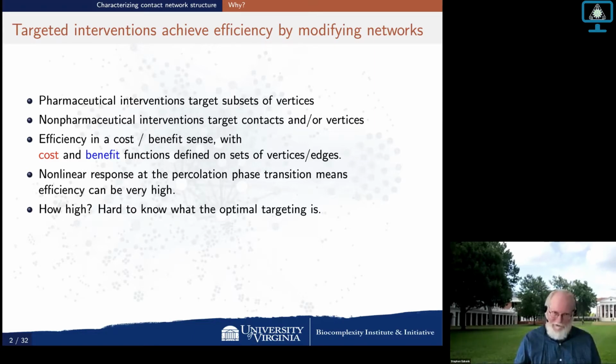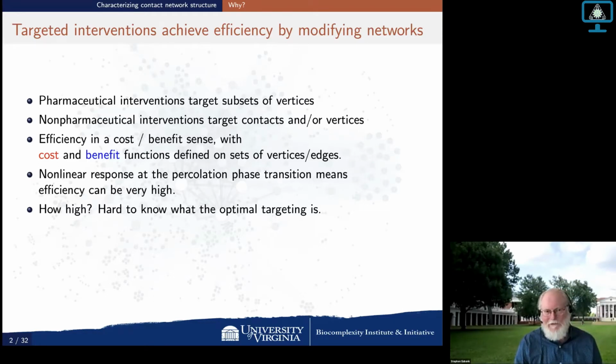And a lot of our effort goes into figuring out how best to target interventions, whether they're pharmaceutical or non-pharmaceutical, so that we slow down the spread of disease or reduce the morbidity and mortality due to disease as much as possible. So this is an optimization problem. We have pharmaceutical interventions that target usually a subset of vertices, the people in the contact network. And non-pharmaceutical interventions can target either people or the actual edges, the contacts themselves. And the efficiencies that it's possible to gain with a good optimization, or something in this cost-benefit sense, with cost and benefit functions defined on subsets of people or contacts. They might be economic, they might be disease-related.